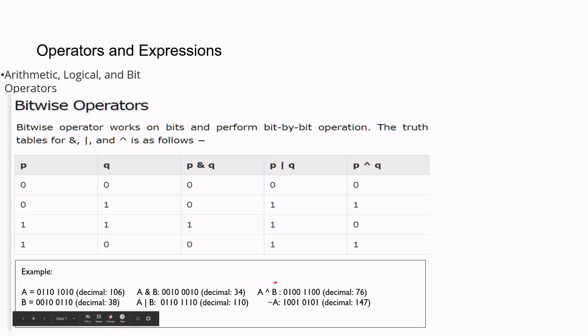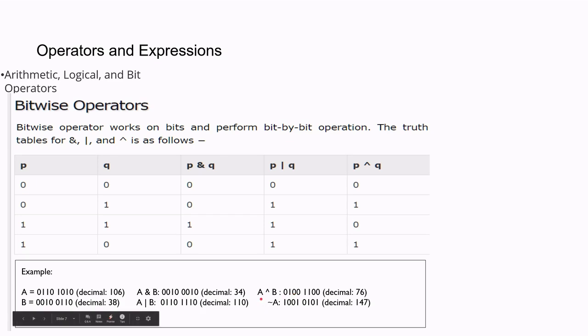A XOR B is a little more complicated. If it is set in exactly one of the two original operands, it is set in the result. And if it's set in both or neither, it is unset in the result. So you can see here, the second bit is set in A, but not in B, and the second bit is set here. The third bit is set in both A and B, so it is unset in A XOR B.